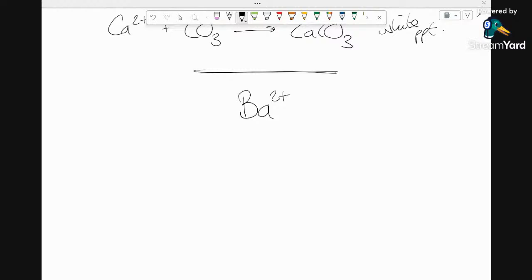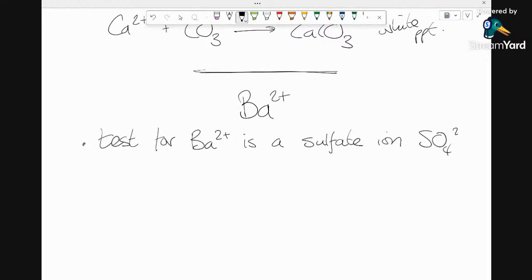The barium 2+ ion has a very special test. It will react with sulfate ions, so we can test for the barium ion with a sulfate. The test for barium 2+ is a sulfate ion, SO4 2-. The question is, where do you get that from? Reagent. Sulfuric acid would be good.